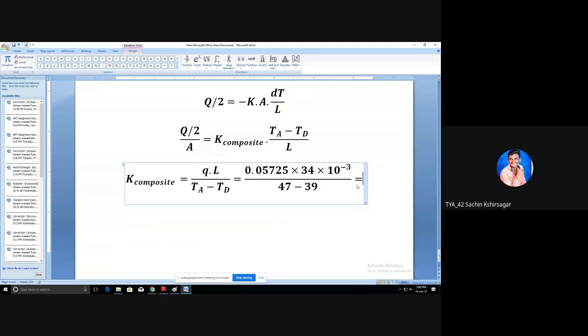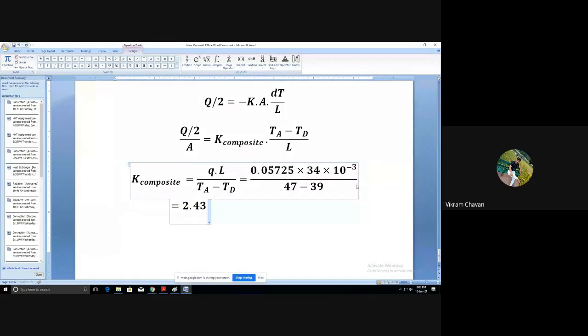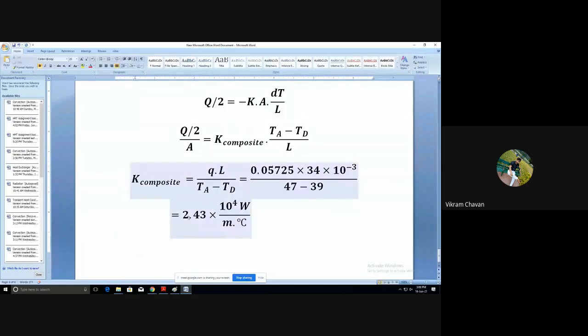2.43 into 10 raised to minus 4. Okay, into 10 to the power minus 4. So this will be the value in watt per meter degree Celsius. Okay, so that will be your final value.